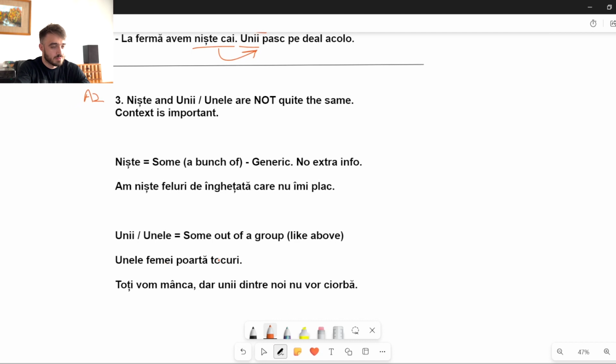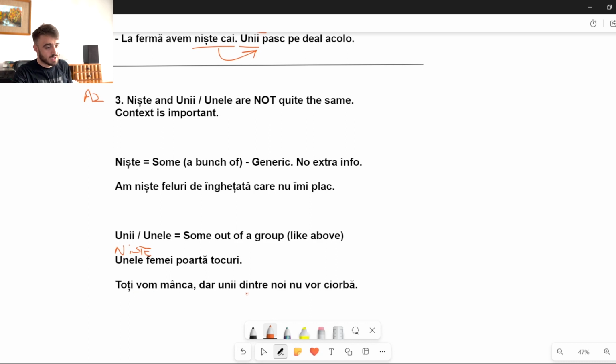Yeah. Unele femei poartă tocuri, so some women wear heels. Here, if you had niște, you had absolutely no context, no idea what women. But if you say unele femei, you're saying some out of all the women in the world wear heels. If you say niște femei poartă tocuri, you could potentially refer to some context the other person doesn't know, and the other person might be very confused. Yeah, so if you use niște, you kind of need to talk already about a place that you have seen, a country, I don't know, any kind of context.